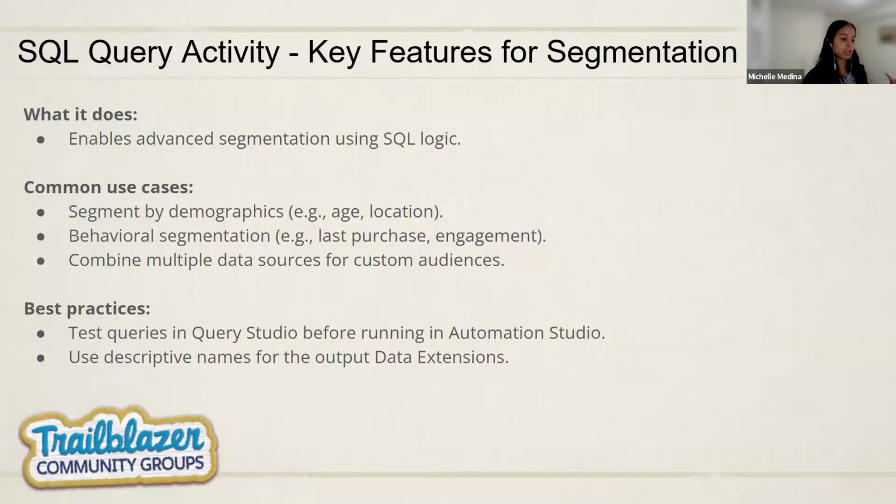Right? You can have your purchase data within one data extension, but you also want to include some email engagement or other engagement behavior. With SQL, you're able to join those two data extensions to output that final data extension. And then, like I mentioned, best practices, right? Test that query in Query Studio, and also for your output data extension. So that final data extension, again, use descriptive names. Make sure, again, it's easily identifiable and understands what this data extension is used for.